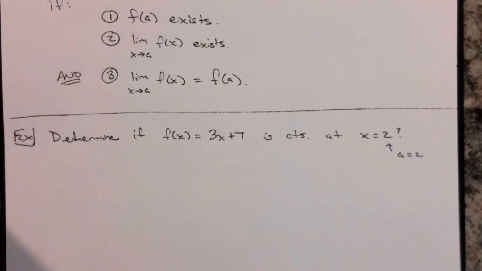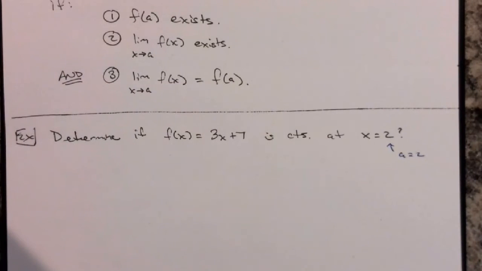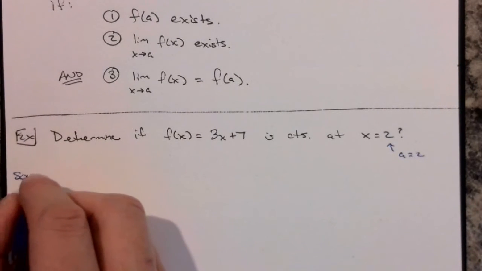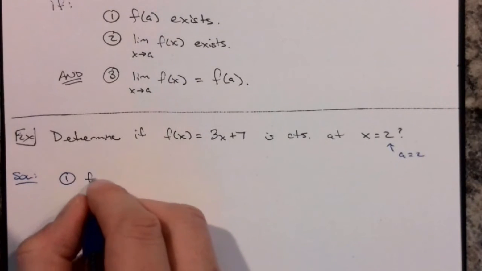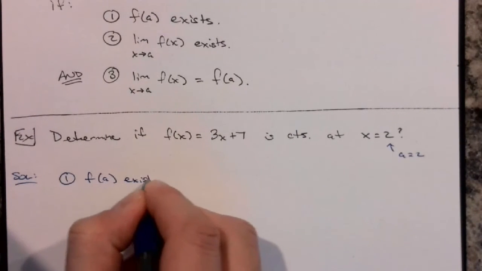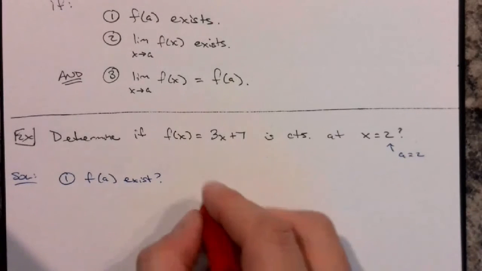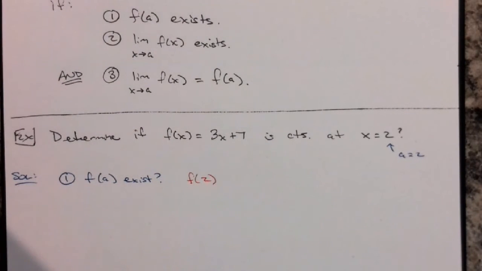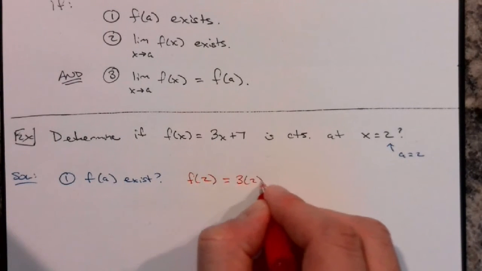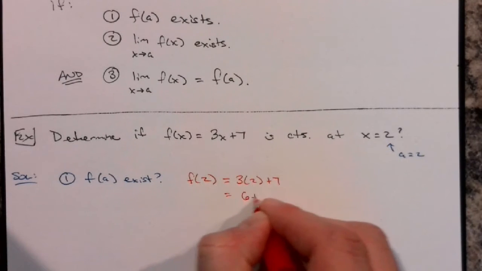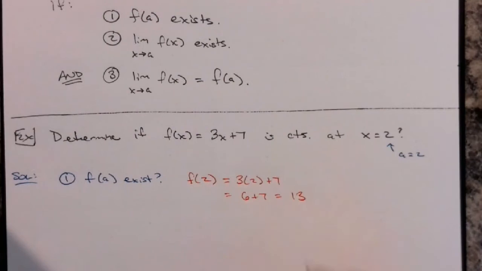So if I'm following this process, the first thing I want to do for my solution here is check, okay, does f of a exist? Right, so you're checking this for the criteria that we need above. That's how I'm picking out what to do first. So I'm checking to see, can I evaluate f of 2? Well, if I was looking at f of 2, because remember that's f of a, I'm going to have 3 times 2 plus 7. 3 times 2 is 6. 6 plus 7, that's 13. So yes, f of 2 exists, right? It's equal to 13. Now it doesn't mean it's continuous, it just means that the function exists at that point.